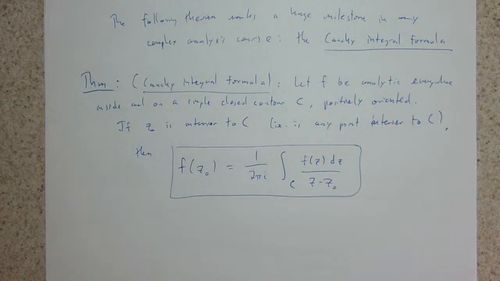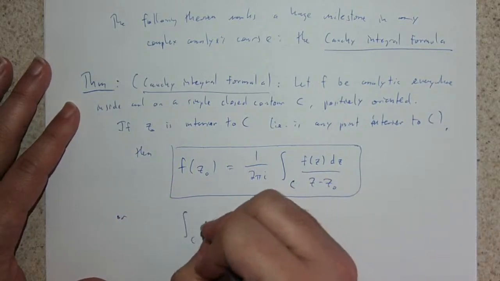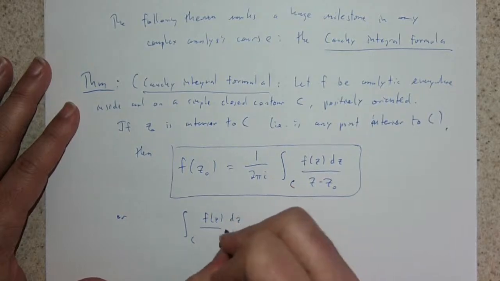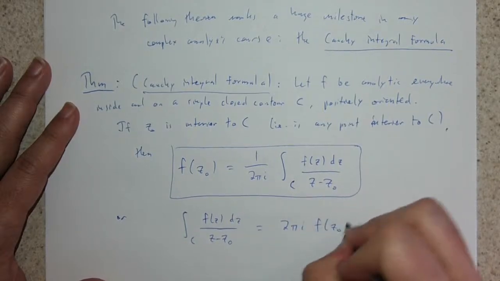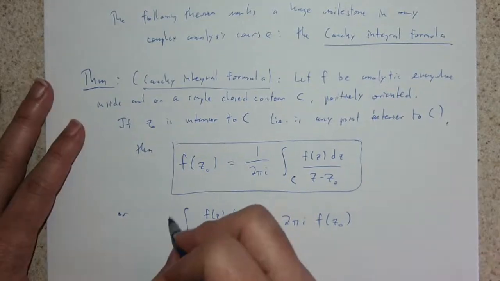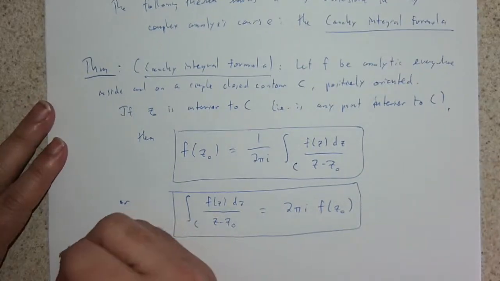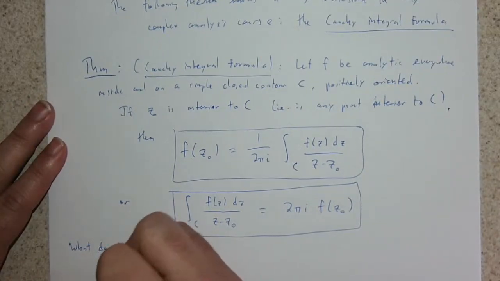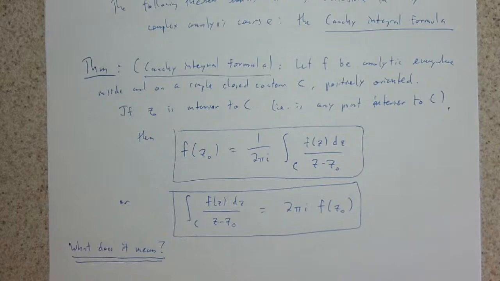What does this say? First of all, there's an alternative form of this that can be used to actually compute some of these integrals. Another way that you'll see this written is that the integral along this contour of f of z dz over z minus z naught is equal to 2 pi I times f at z naught. So either of these could be called the Cauchy integral formula. What does it say? Other than the specifics of the formula itself, what does it mean?